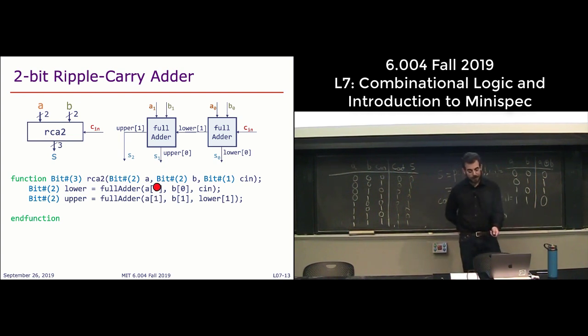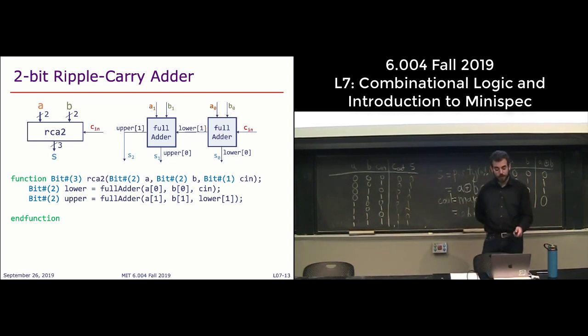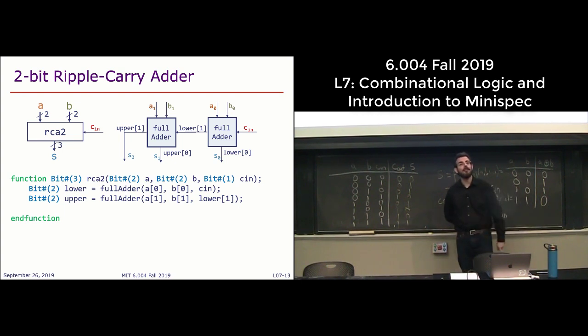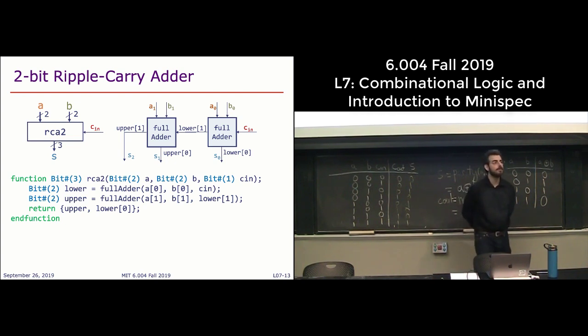So now what I need to do is create this second full adder, which I'm going to wire as follows, right? I want to take inputs A1, B1, and lower 1, the carry out of the previous full adder. So I am chaining them. And I'm going to get upper 1 and upper 0 as outputs. And then what do I need to return? Well, a 3-bit quantity that is upper 1, upper 0, lower 0, right? So that is upper and lower 0, the concatenation of both.